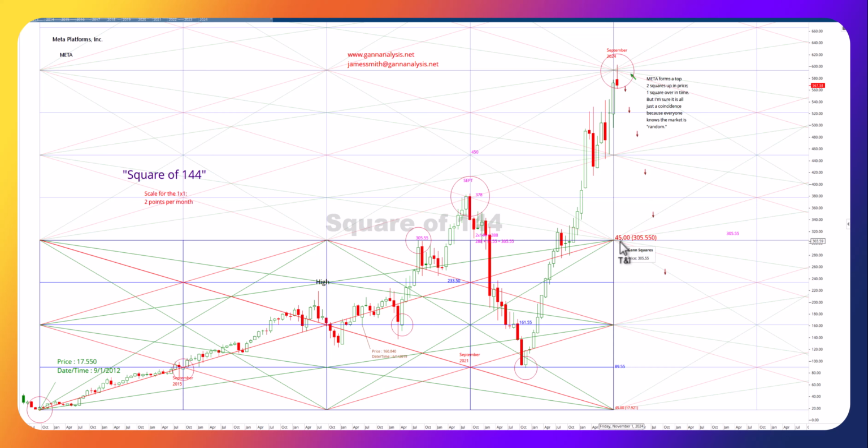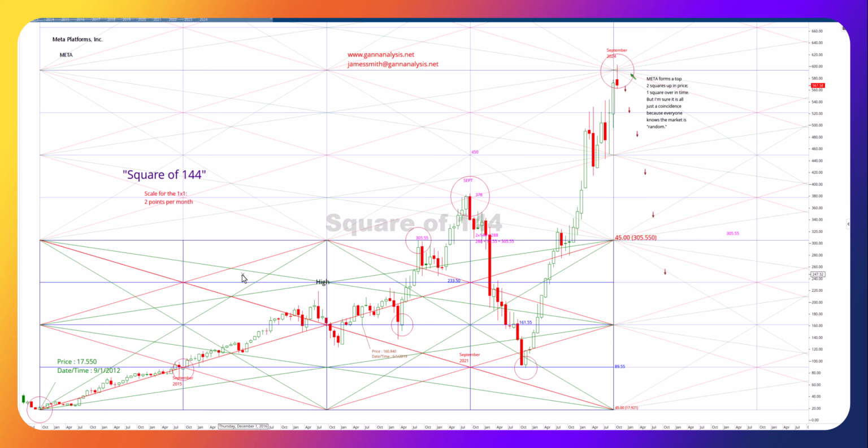That's 288 plus 17.55. That gives you 305.55. That's where you complete the square in price terms because you're moving up 288 points from the low. In time, where this 1 by 1 crosses that level at 305.55, that's where you complete the square in time.